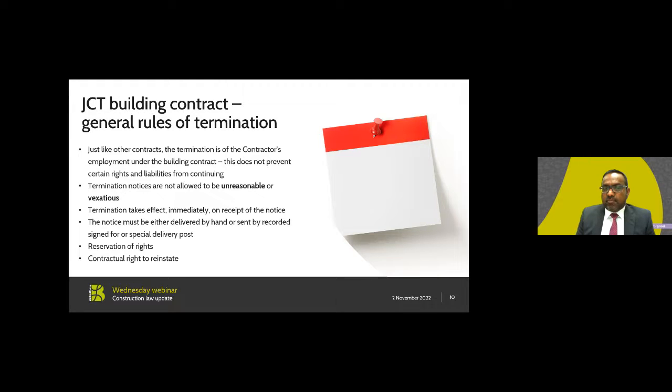Unreasonableness is determined by consideration of how a reasonable contractor or employer would have acted in all the circumstances, and the court would normally apply an objective test. Reservation of rights. Termination does not affect the ability of the party to retain their common law rights. So most importantly, this means that the party retains a common law right to treat the contract as repudiated and seek damages, unless there is express and clear exclusion of those common law rights under the contract.